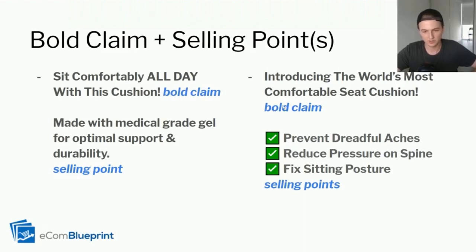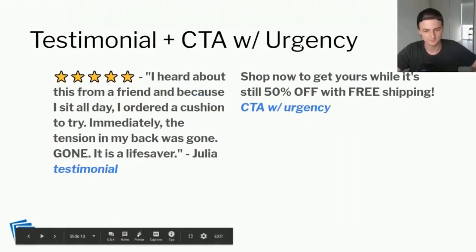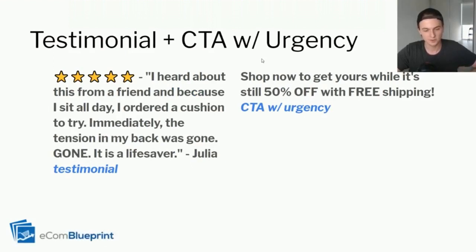Here's another example. Bold claim, introducing the world's most comfortable seat cushion. That's a very bold claim. And then I have some selling points here. Prevent dreadful aches, reduce pressure on spine, fix sitting posture. So this is an example of that formula. Bold claim plus selling points. Now this is another formula that works well.